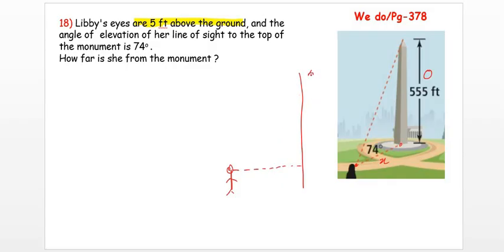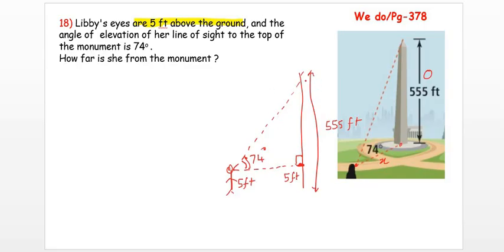Now this monument is 555 feet tall, but when she is looking at the top of the building from this level, this is the angle, 74 degrees. This angle is not from the ground. So how much is she above the ground? She is 5 feet above the ground. So that means here you have to take this point 5 feet above the ground.